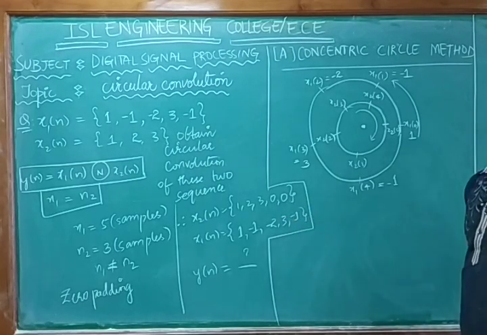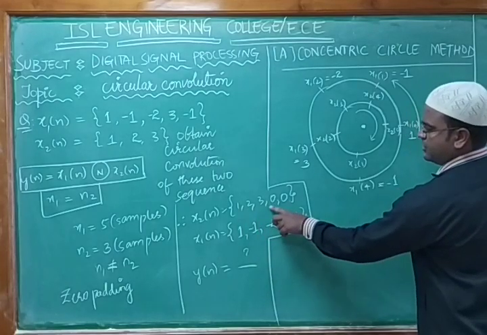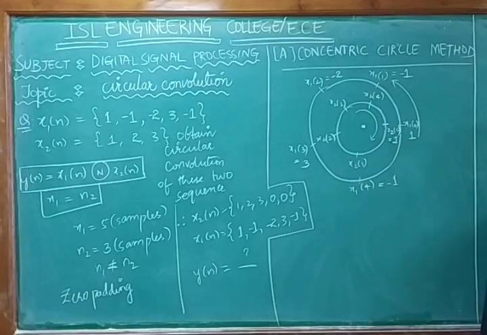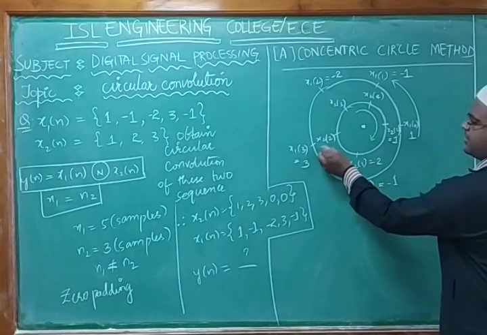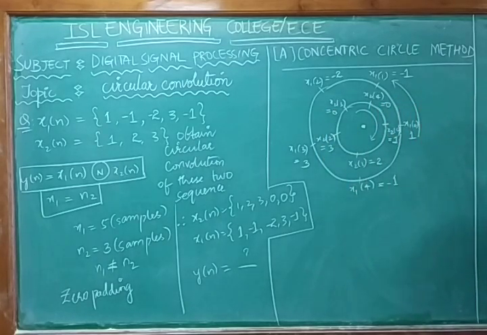Next we are using x2 of n. What is x2 of n? First is 0, 1, 2, 3, 4. So what is x2 of 0? It's nothing but 1. Next value 2. Next 3. Next 0 and 0. So we wrote all those values.